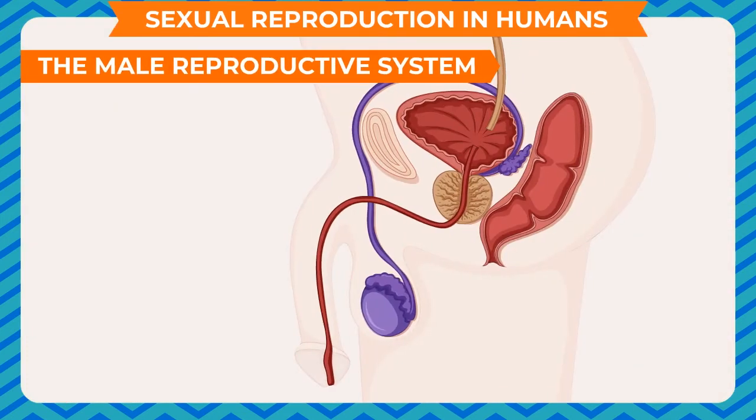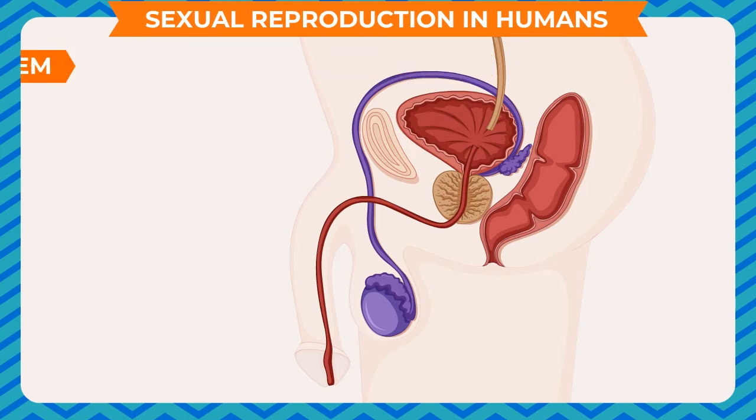The male reproductive system. The human male reproductive system is shown below. The various parts of the male reproductive system are: testes. Each male has two testes which are oval in shape. They lie within the scrotum, which is a sac-like structure outside the abdominal cavity. Testes are composed of a large number of coiled seminiferous tubes where the sperms are formed.